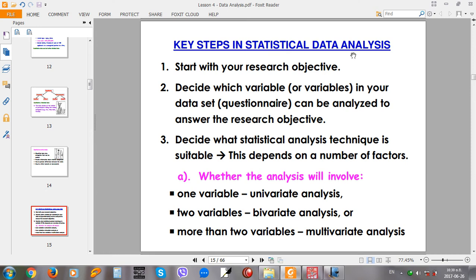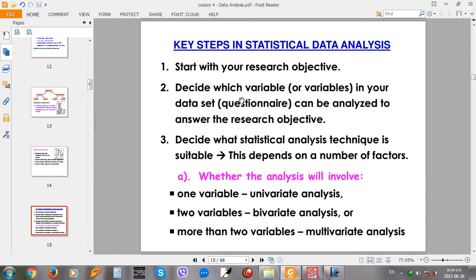Key steps in statistical data analysis: state your research objectives. As I explained earlier, we use statistical data analysis methods for research. So when we are doing research, we have research objectives. First we have to start the research with research objectives. That is the first thing.